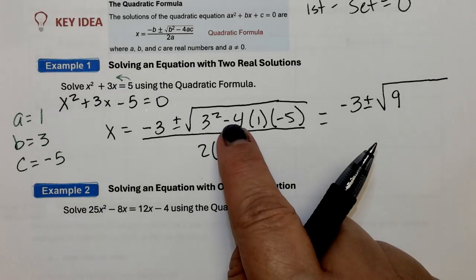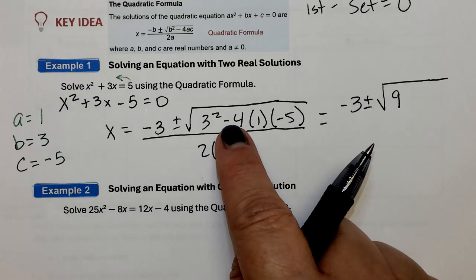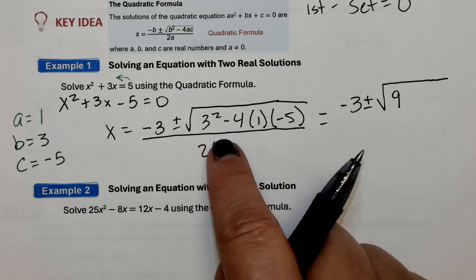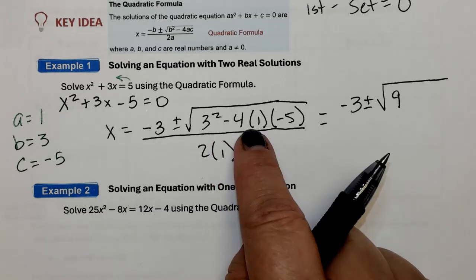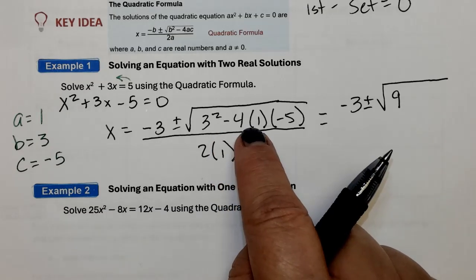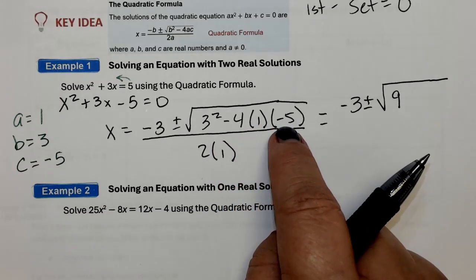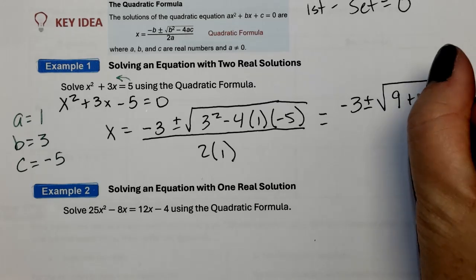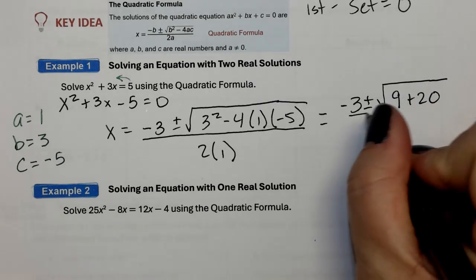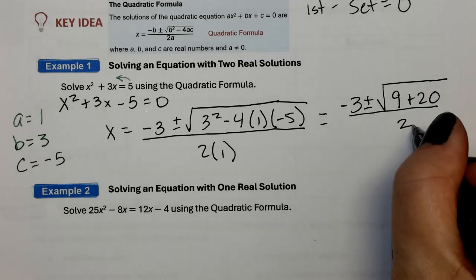You do the way that's most comfortable for you, but I like to go ahead and just look at this 4 as a negative instead of all of this being subtracted. So negative 4 times 1 gives you negative 4. Negative 4 times negative 5 gives you positive 20. And then all over 2 times 1, which is 2.